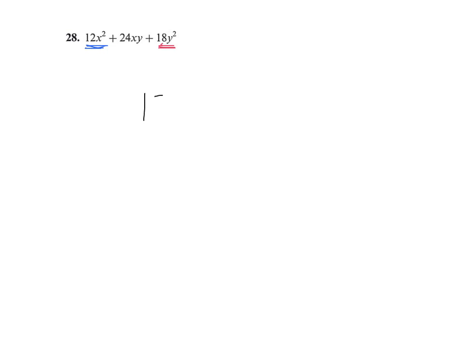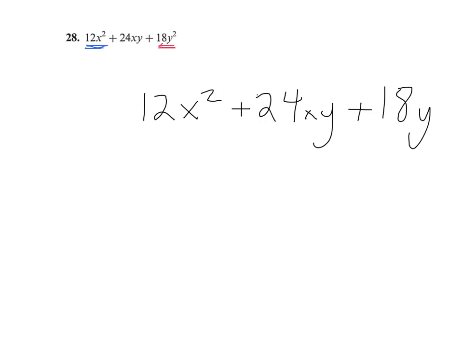Okay? So what we're going to do is take this 12x squared plus 24xy plus 18y squared. And we're going to figure out what's the biggest number that goes into these. Okay? I could see it already, but let's just do some checking, okay? So you just pick one of these and maybe list their factors. So I'll choose 18. So it could be 1 times 18, 2 times 9, 3 times 6, and that's it, okay? So let's check if 18 goes into all of them.